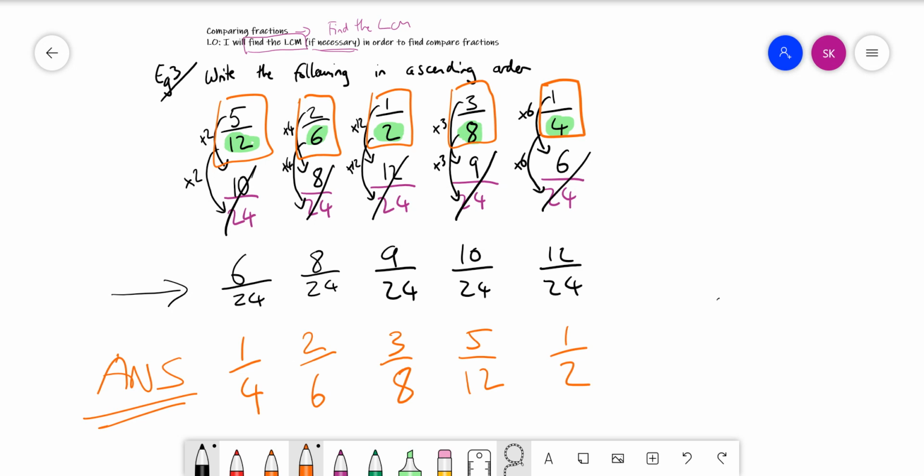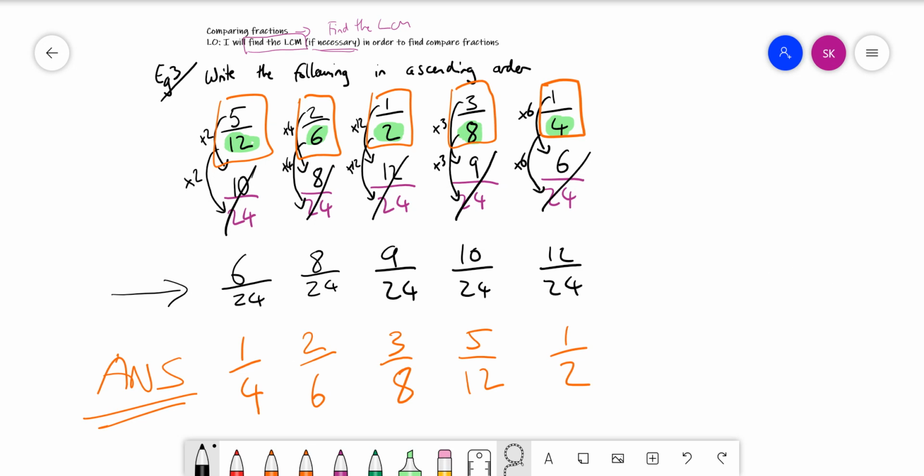Let's do it again. Comparing fractions, find the LCM. Comparing fractions, find the LCM. Adding and subtracting fractions, find the LCM. Comparing fractions, find the LCM. Really hope you're joining in, otherwise that was probably very boring for you.